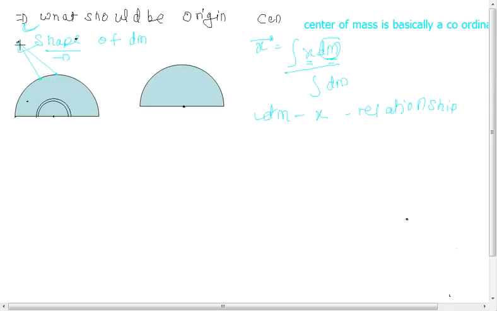We have to find out mass at this point also, mass at this point also. Okay guys, we have to think about it. Now guys, see here, you cannot stabilize any relationship between this line and this line. It is very difficult to stabilize a relationship between this line and this line.